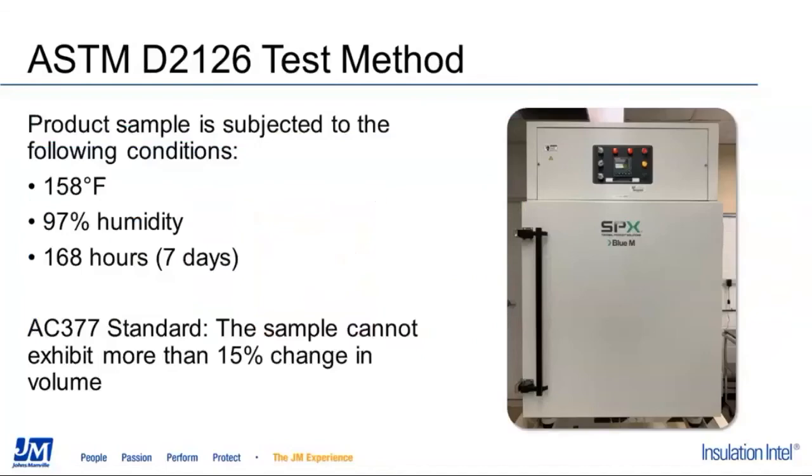One important test required for a spray foam product to be accepted by building codes is the dimensional stability test, ASTM D2126. In this test method, a sample is subjected to extreme conditions for 7 days. The required condition for AC377 is 158 degrees Fahrenheit and 97% relative humidity, and the sample cannot distort by more than 15% volumetrically. Good samples change somewhere in the range of 1 to 3%, while less dimensionally stable samples have been observed to change by more than 40%.